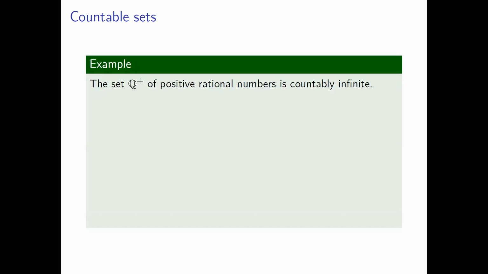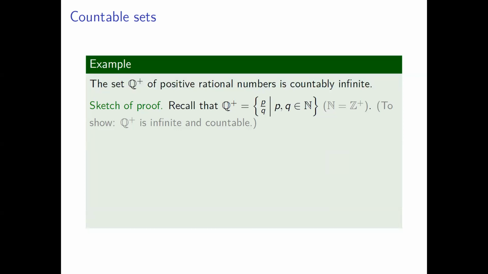We will use the previous result to show that the set of all positive rational numbers is countably infinite. Recall that the set of positive rational numbers is equal to the set of all quotients of natural numbers. Note that here we assume that the natural numbers are the positive integers. We need to show that the set Q plus is infinite and countable. Since the set of natural numbers is a subset of Q plus, and since the set of natural numbers is infinite, it follows that Q plus is infinite.